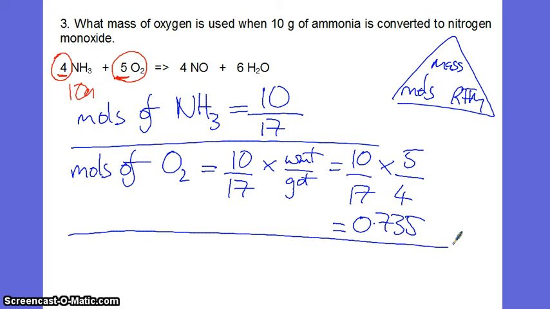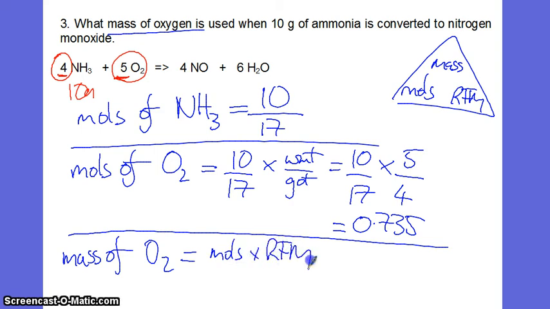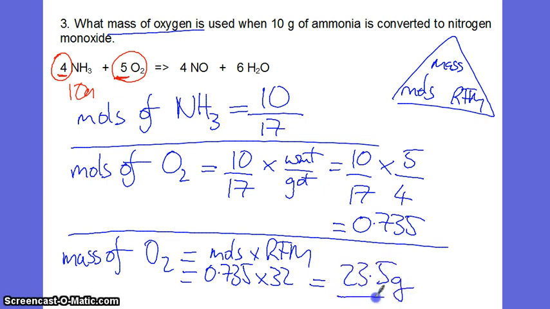Finish off the question. What does the question ask us for? It asked us for the mass of oxygen. So mass of O2 equals moles times RFM: moles 0.735 times the RFM of O2, 16 plus 16, that's 32, and that gives 23.5 grams. Notice, always use the units to finish, always underlining the answer at the end.